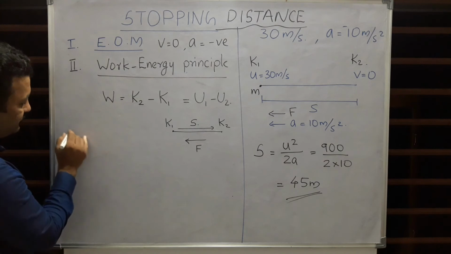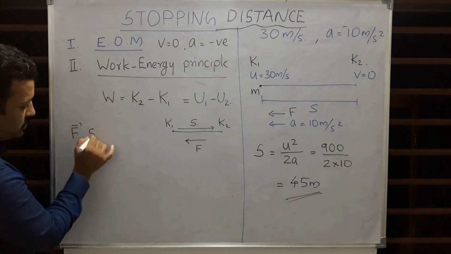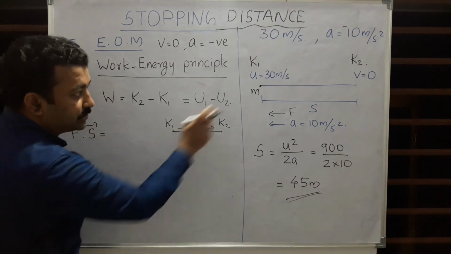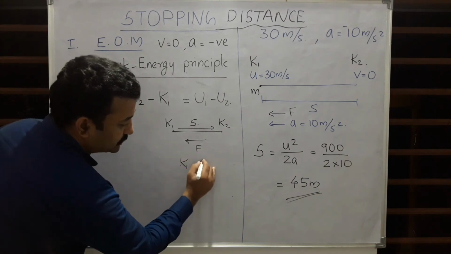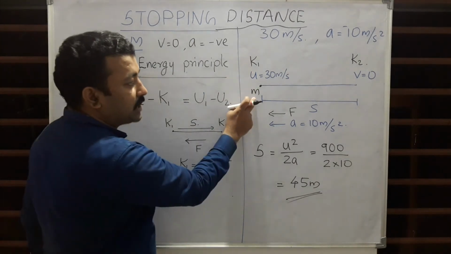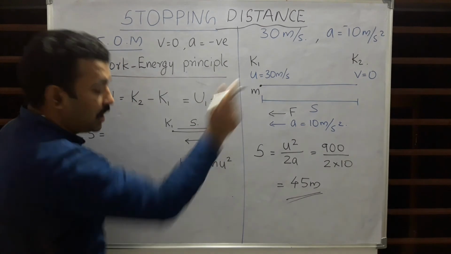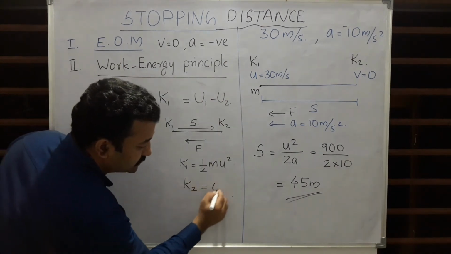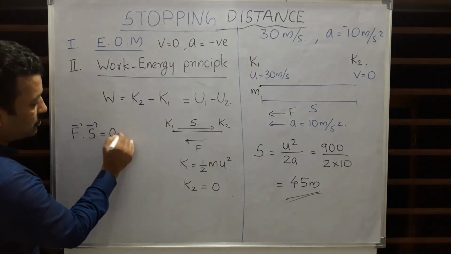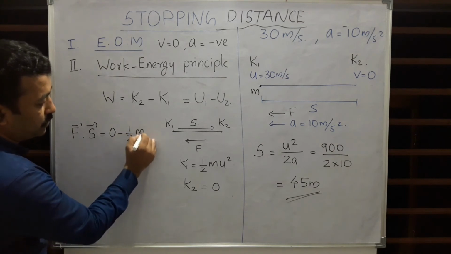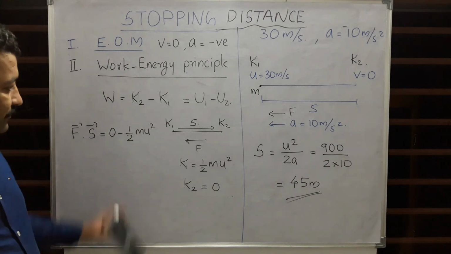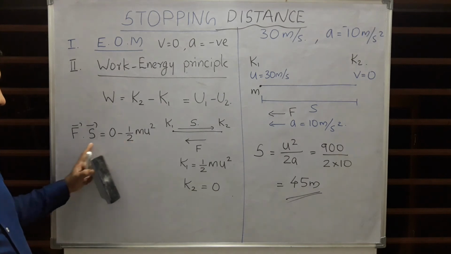So what is work done over here? Work done can be written as force dot displacement is equal to change in kinetic energy. Initial kinetic energy is half m into initial velocity square, half mu square. And what about final kinetic energy? Final kinetic energy is 0 because it is coming to rest. So this becomes 0 minus half mu square. That is my expression. So I have got minus half mu square is equal to F dot S.